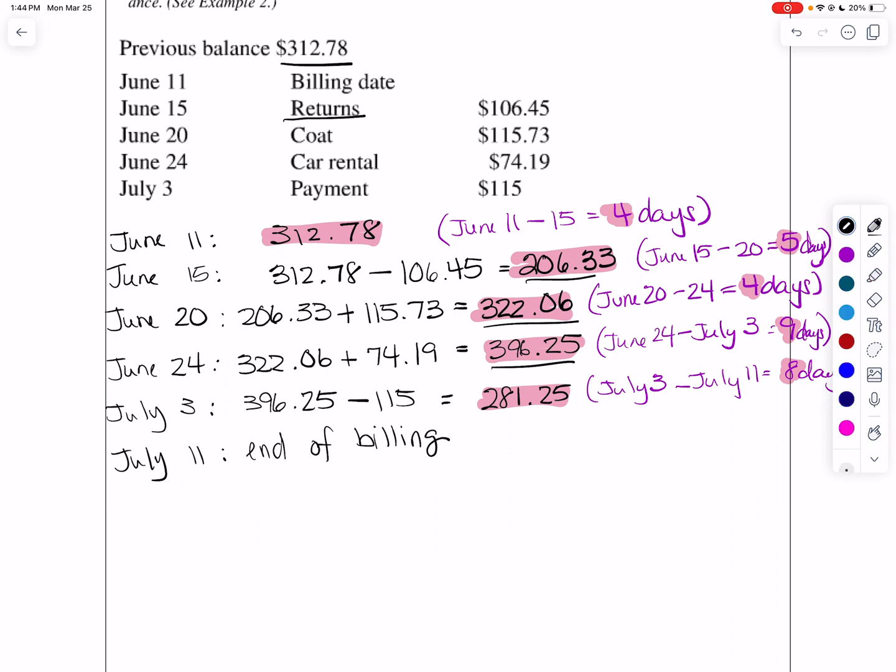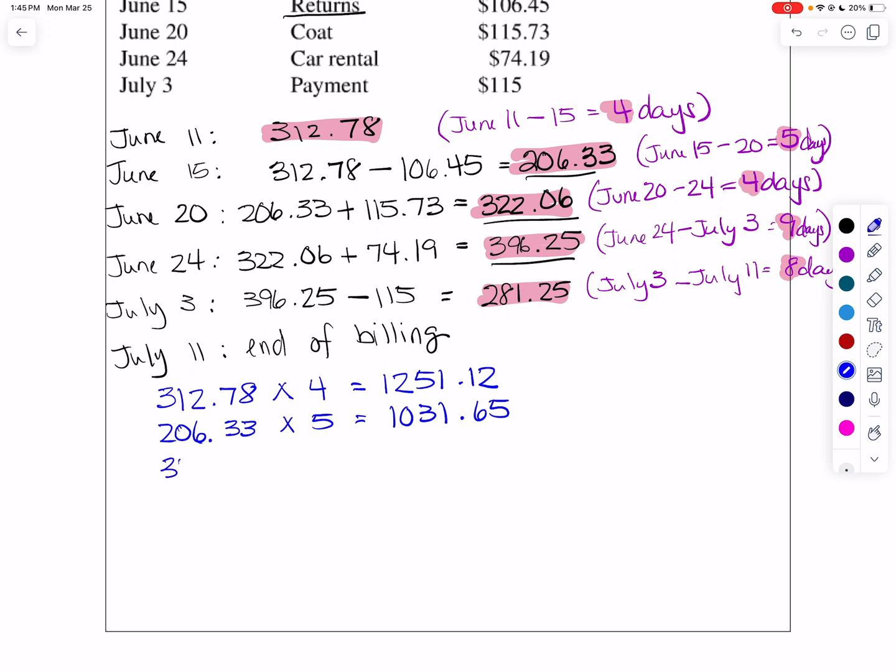So now I'm going to write this out that we have 312.78 for 4 days, which is 1,251.12. We have 206.33 for 5 days, which is 1,031.65. We have 322.06 for 4 days, which is 1,288.24. And then we have 396.25 for 9 days.